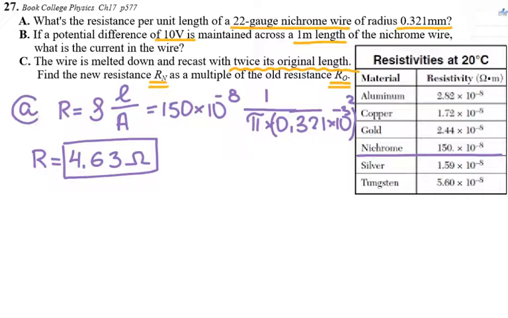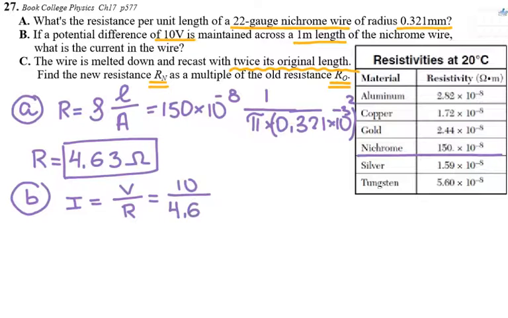So this was part A. For part B, they ask you, if the potential difference is 10 volts and is maintained across 1 meter length of the nichrome wire, what is the current in the wire? So the current is equal to, from Ohm's law, the voltage divided by the resistance. The voltage is 10 and the resistance is 4.63. So that will give me 2.2 amps.